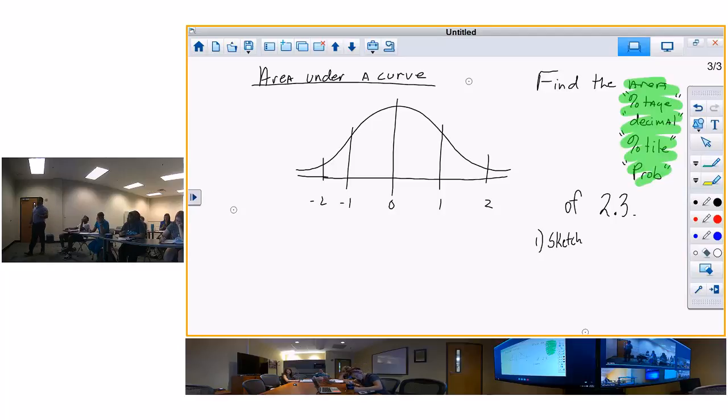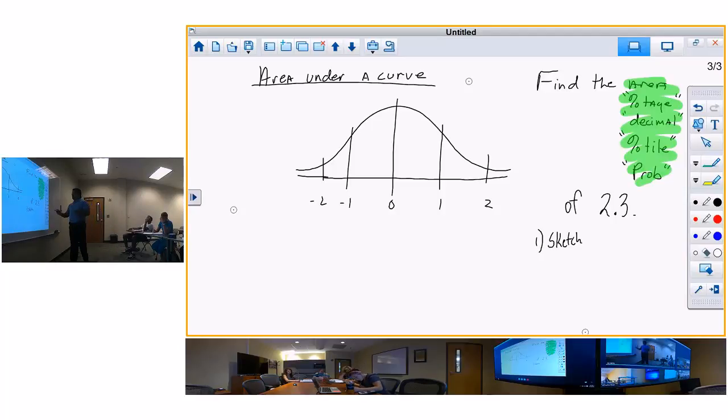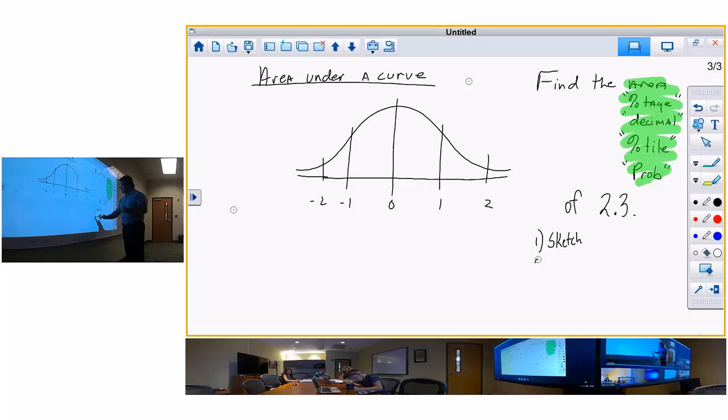After you draw a sketch, you need to plot the point of common sense. Plot the point for common sense. And the common sense comes from the empirical rule.